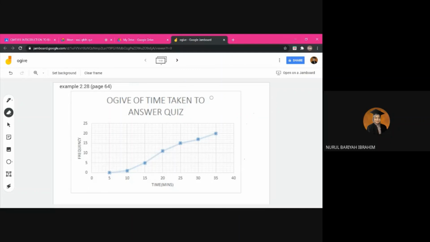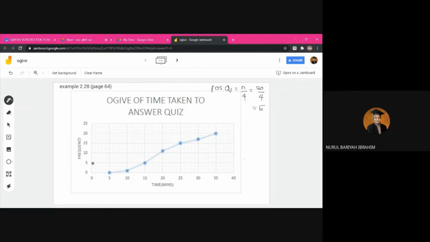So first of all, kena cari dulu position. We need to find the position. Okay, kena cari dulu position of Q1. Okay, position of Q1, which is the n divided by 4. So this n here adalah 20. Kan? Kita tengok kat sini, cumulative frequency dia 20. So number of observation is 20 divided by 4. So you akan dapat position for Q1, which is 5.